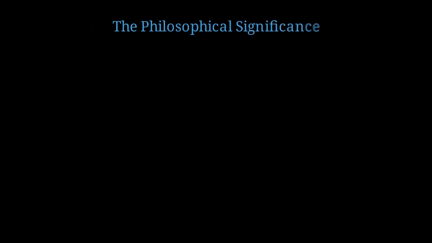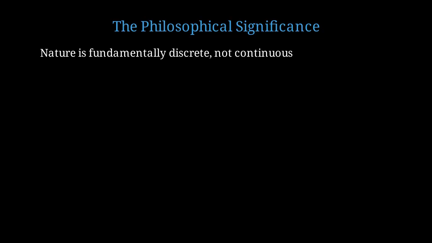Finally, let's step back and appreciate the deeper significance. The Millikan experiment didn't just measure a number, it revealed something profound about the nature of reality. It showed that nature is fundamentally discrete, not continuous. Charge comes in packets. Later we learned that energy is quantized, angular momentum is quantized, even space and time might be quantized at the Planck scale. The universe has a graininess to it.